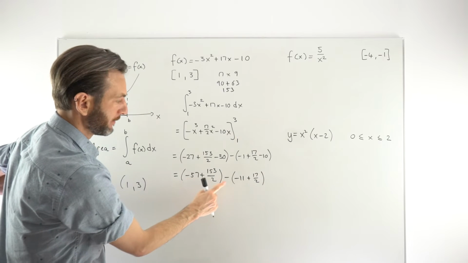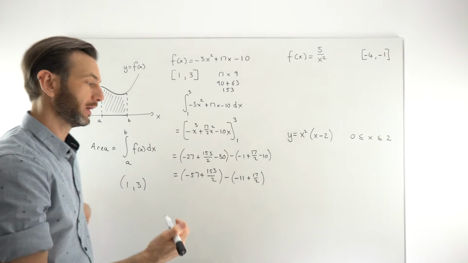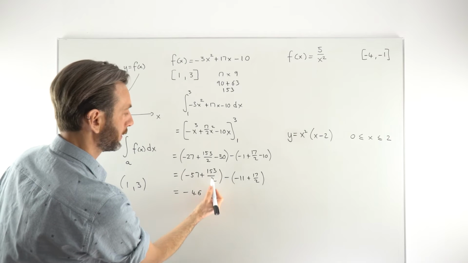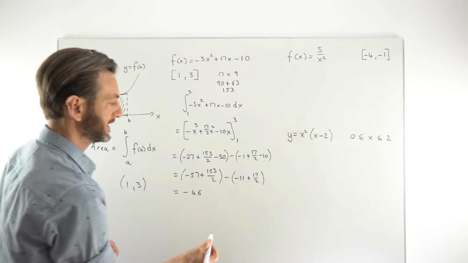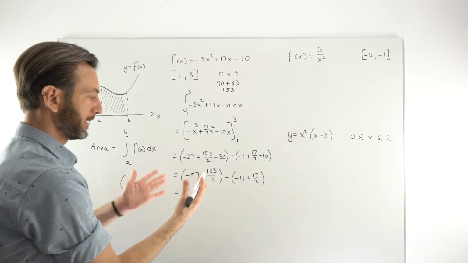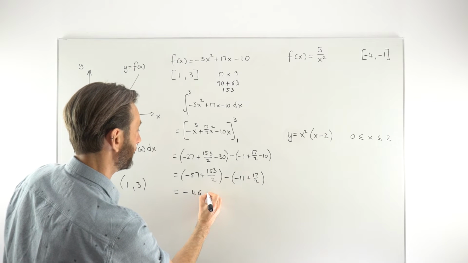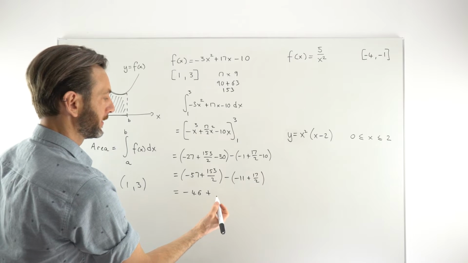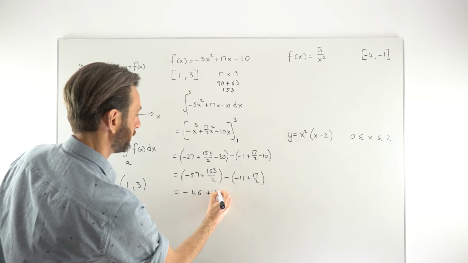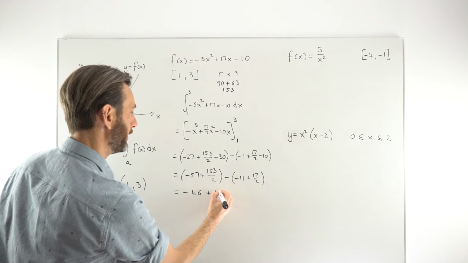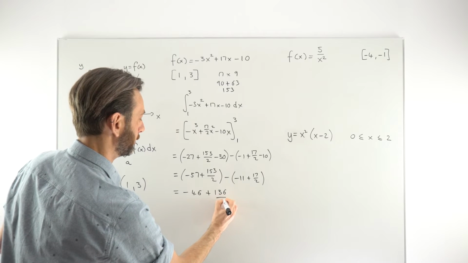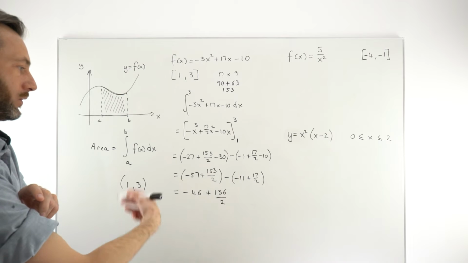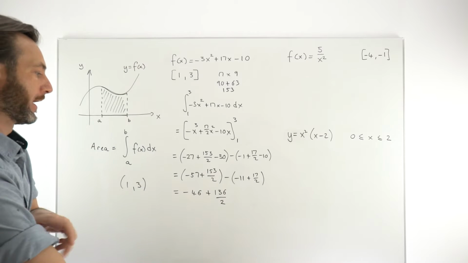Then we've got minus 57 minus minus 11, so that's plus 11. So minus 57 plus 11 is going to be minus 46. Then we've got 153 over 2 minus 17 over 2, so we're taking 17 off of the 153, so that's going to be 136, I believe, over 2. Let me just check that. 136, yeah, I think that's right.